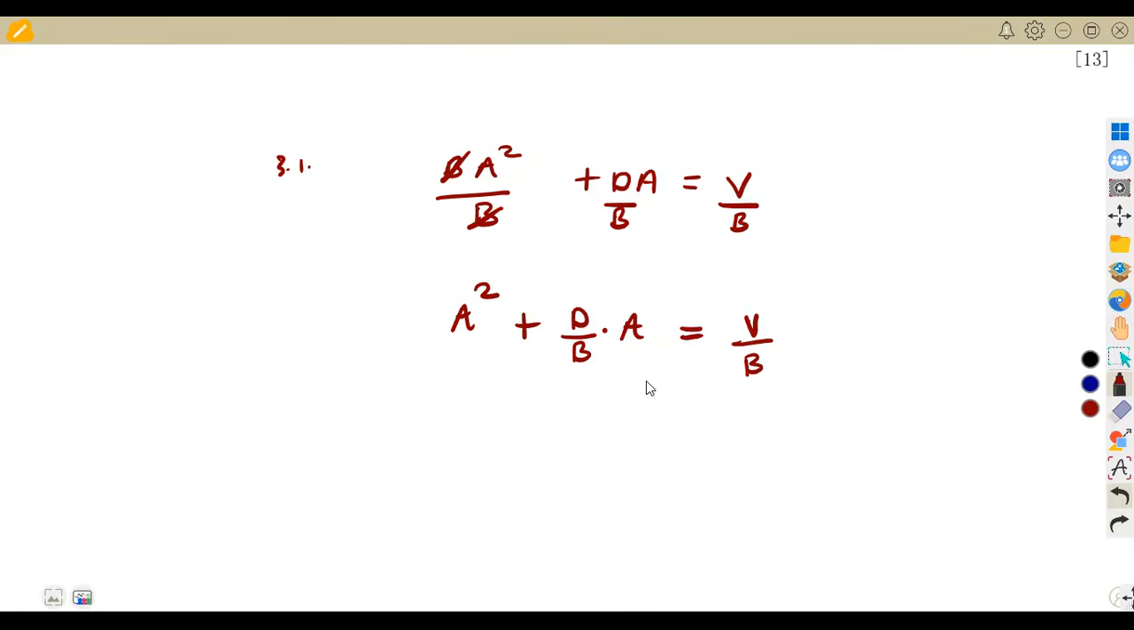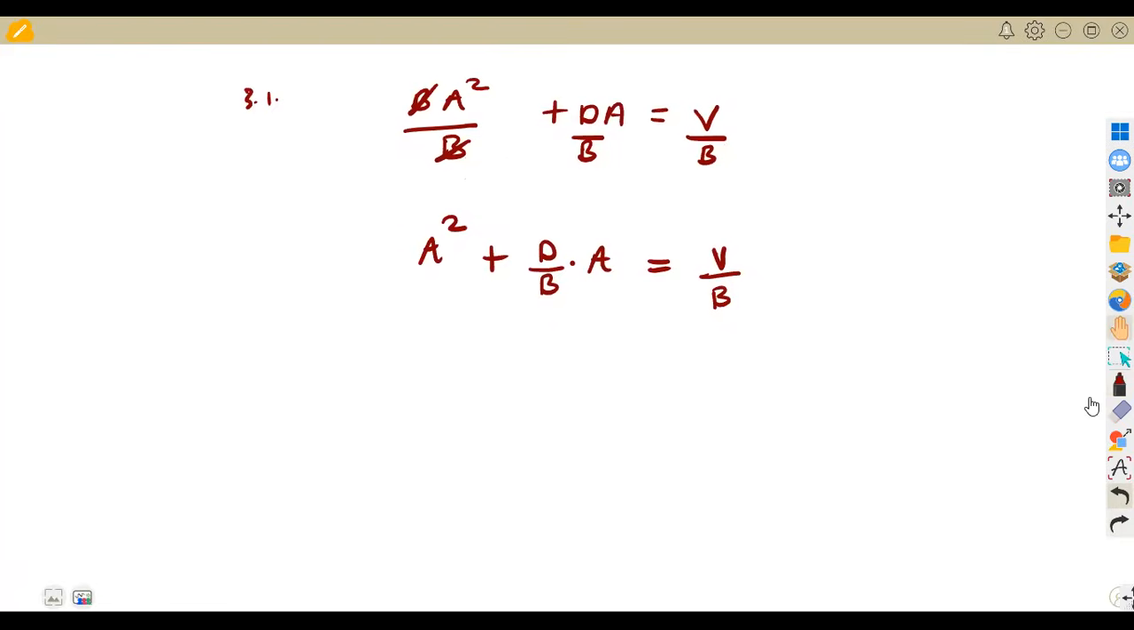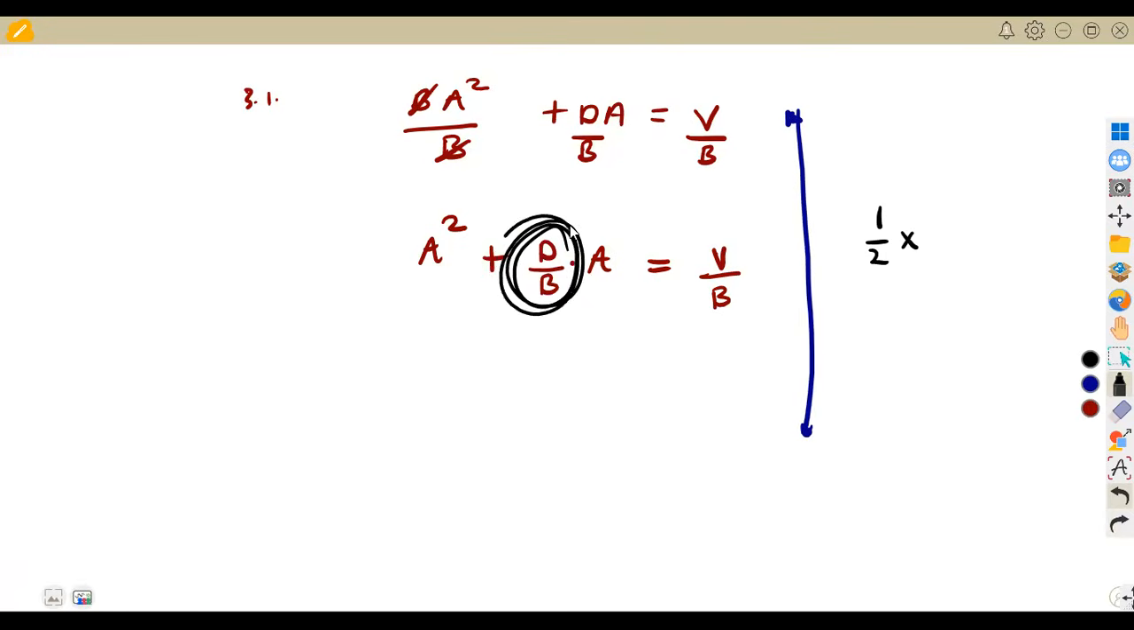We said what we are going to need is half the coefficient of x. But remember, what is representing x in this question is a squared, okay? So we're going to need half the coefficient of a in this case. So on this side, we are going to need half the coefficient, which is the term that is affecting a, which is d over b.